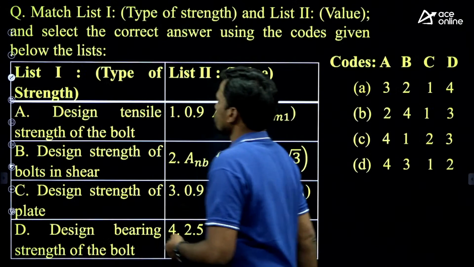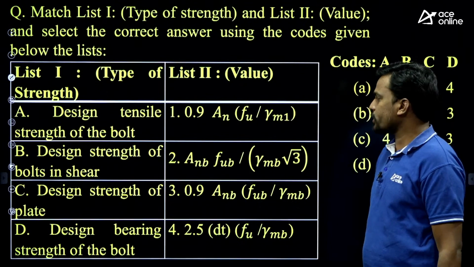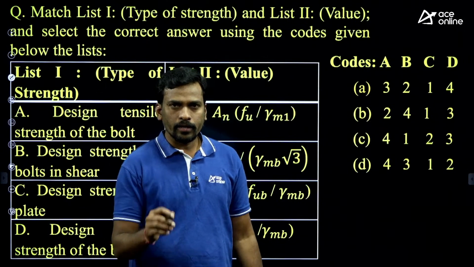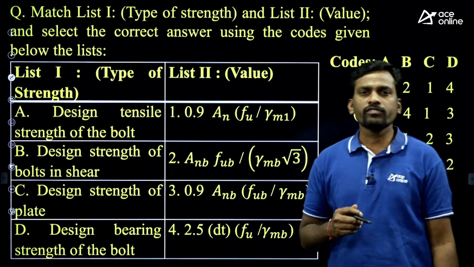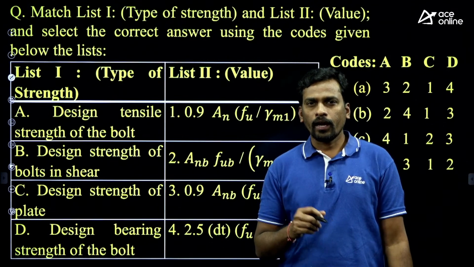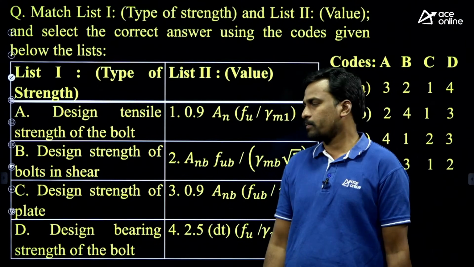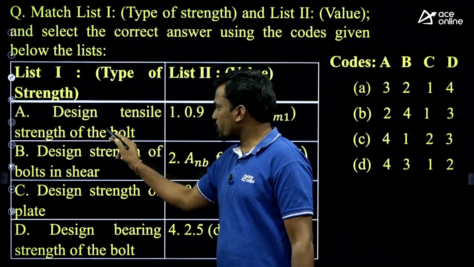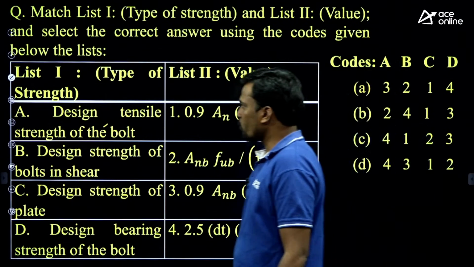Next question. This is a question from the second chapter, that is bolted connections. I gave the design formulas, right? What are the design formulas I gave? Design shear strength of a single bolt, design bearing strength of a single bolt, design tensile strength of a bolt, and design tensile strength of a plate. Here first I gave the design tensile strength of a bolt. So what is the formula for the design tensile strength of a bolt?